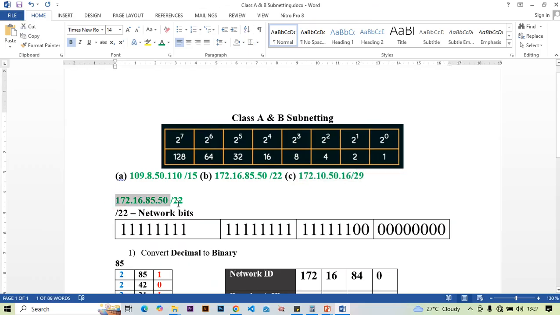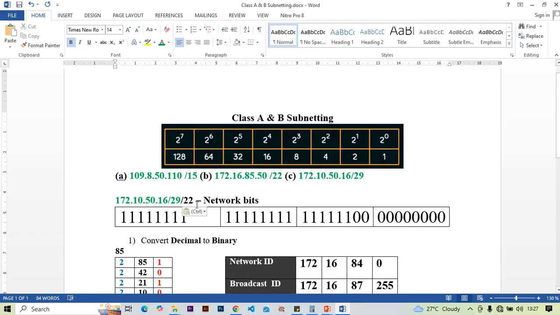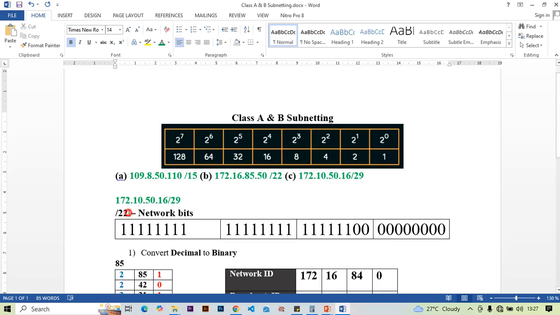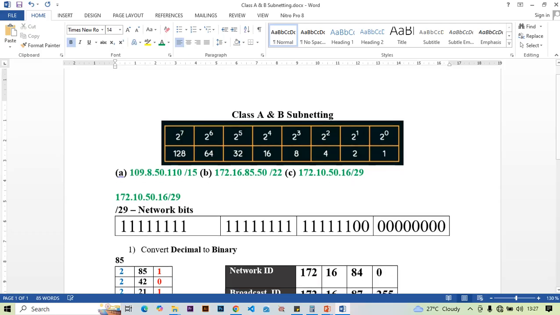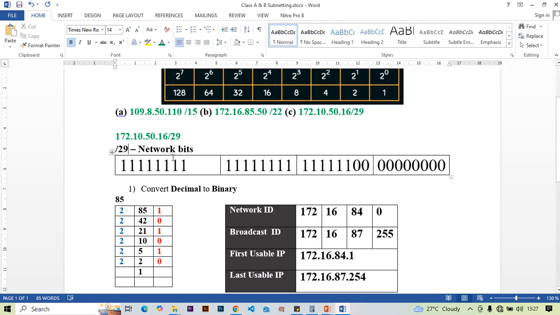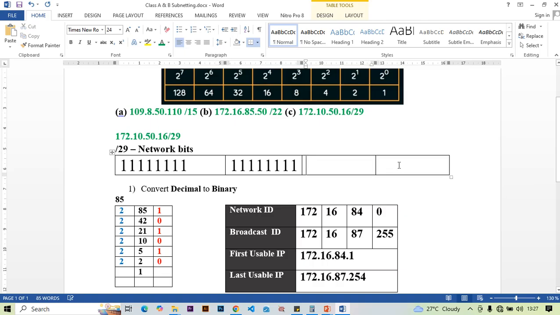This one here has a /29. So /29, what does that mean? /29 simply means we have 29 network bits. Okay, so we'll first remove all these so that we can do it very well.